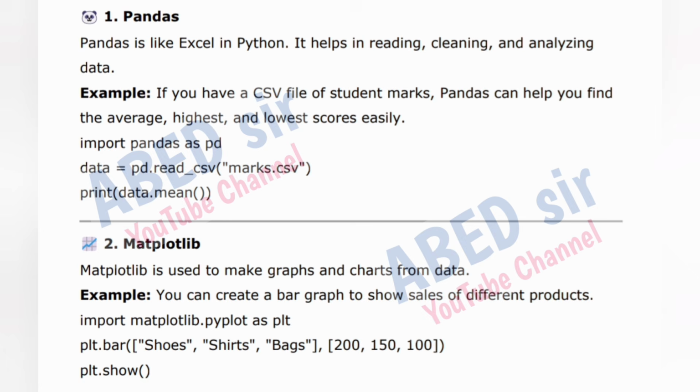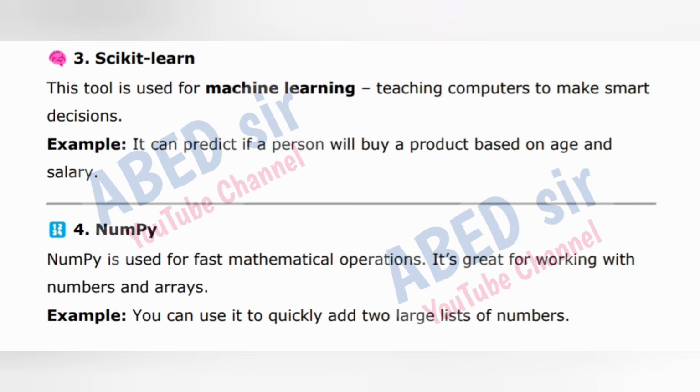2. Matplotlib. Matplotlib is used to make graphs and charts from data. Example: you can create a bar graph to show sales of different products. 3. Scikit-learn. This tool is used for machine learning, teaching computers to make smart decisions. Example: it can predict if a person will buy a product based on age and salary.